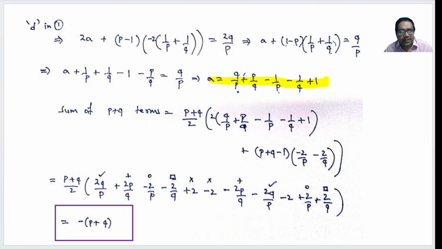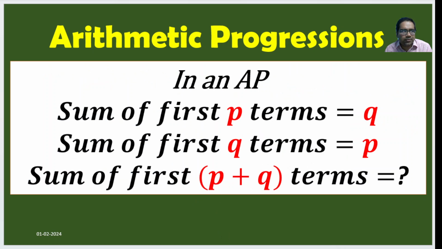Let's substitute this A and this D into the formula for the sum of P plus Q terms. What is the sum of P plus Q terms? N by 2 into 2A plus N minus 1 into D. This is our formula, right? Formula of N terms: A plus N minus 1 into D. Here N is equal to P plus Q. Right. So we want to calculate the sum of P plus Q terms. Right. This is the question. Sum of first P plus Q terms.